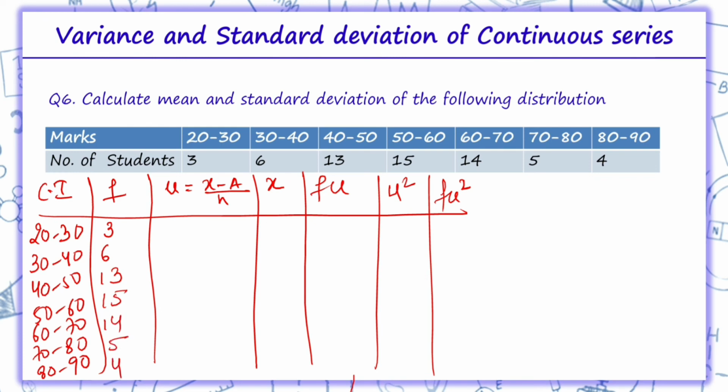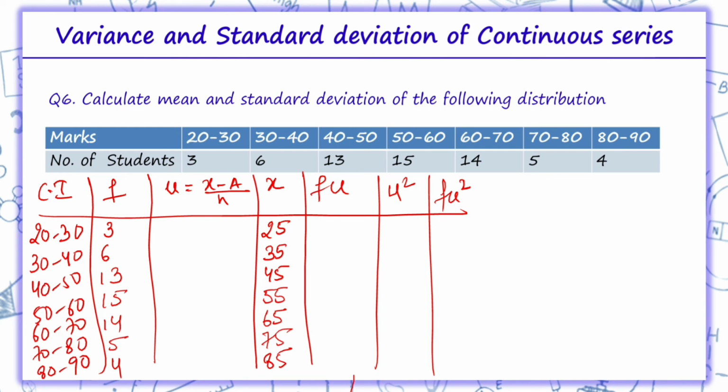So first we'll find x. How to find x? Upper limit plus lower limit upon 2. 20 plus 30 upon 2, 50 by 2, 25, 35, 45. Similarly 50 plus 60 by 2, 55, 60 plus 70 by 2, 65, 70 plus 80 by 2, 75 and 85. So x has come.